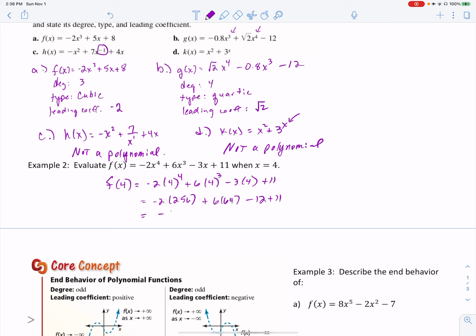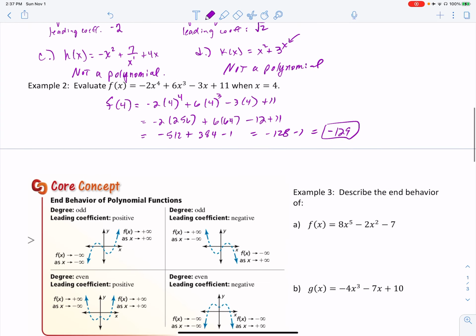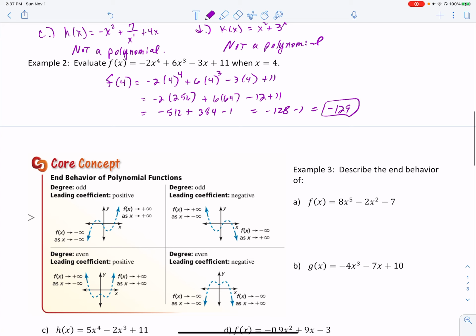And you end up with a -512 plus 384 minus 1. And that comes out to a -128 minus 1. And so the value is -129. So f of 4 is a -129. Show work. Notice the equal signs as I'm moving down. And you should have the original problem and show the substitution, not just an answer.